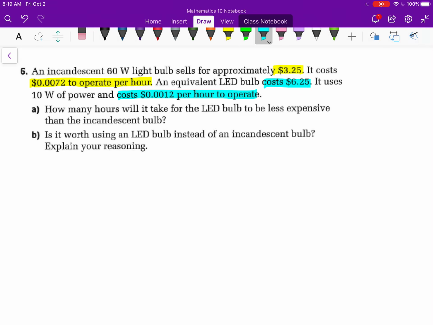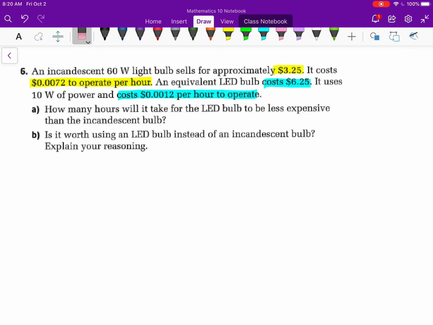Now, I will say in this question, and again, I'm assuming you've tried the question, they give us some information that's not necessary. The 60 watts, the 10 watts, those don't really matter. So they're not wrong, but I don't need to take those into account. And so what are the unknowns I'm looking at here? Well, it's cost and time. And so I even get the idea of time right here. It says how many hours will it take for the LED bulb to be less expensive. So we're comparing time and cost together.